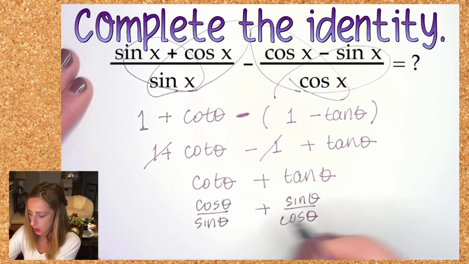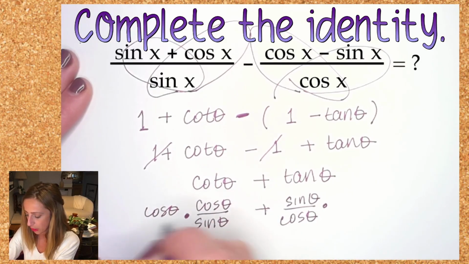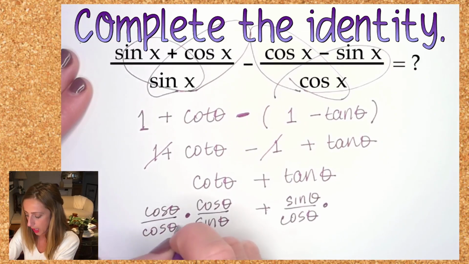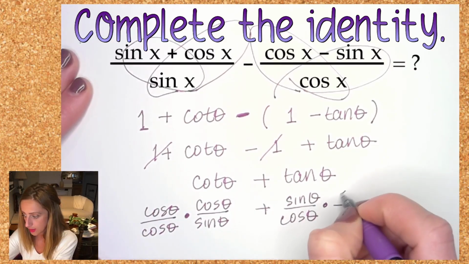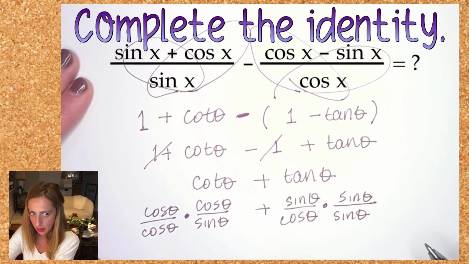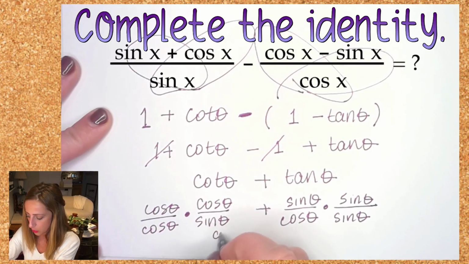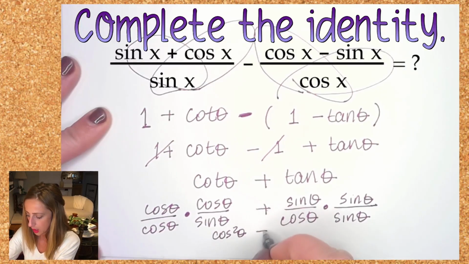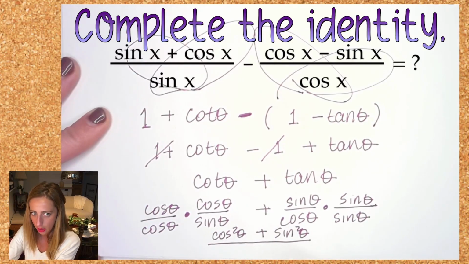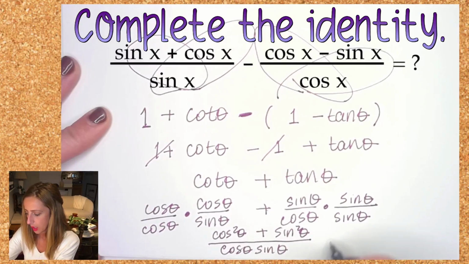If we want to add these two things, we need a common denominator. So I'm going to multiply this first fraction on top and bottom by cosine theta, and I'm going to multiply my second fraction on top and bottom by sine theta. That means in my next step, I have cosine times cosine, which is cosine squared theta, plus sine times sine is sine squared theta, all over the common denominator of the product cosine theta, sine theta.